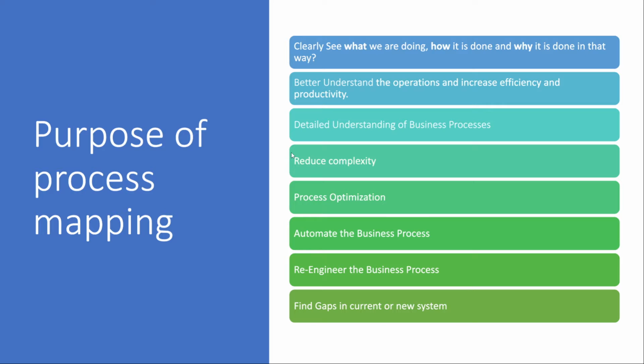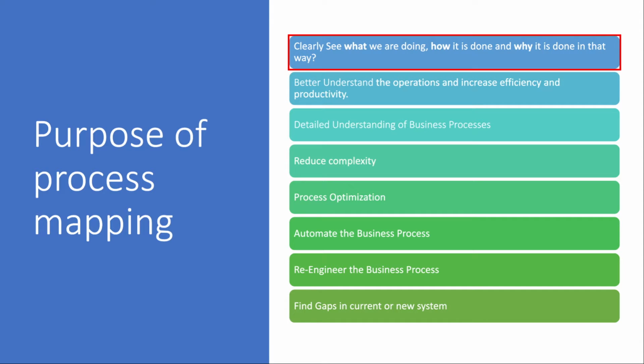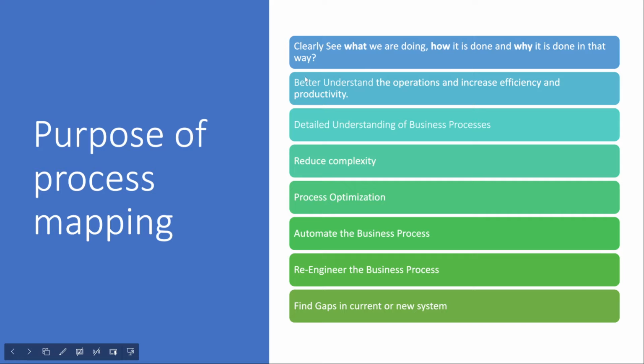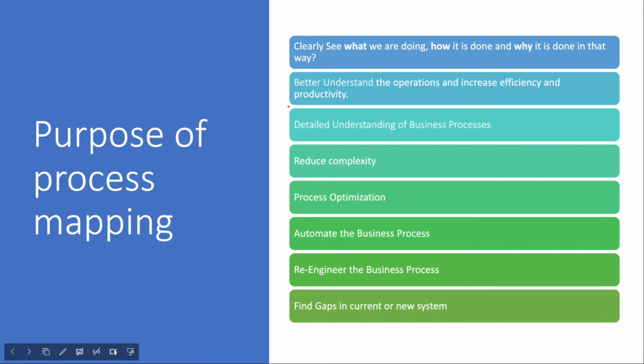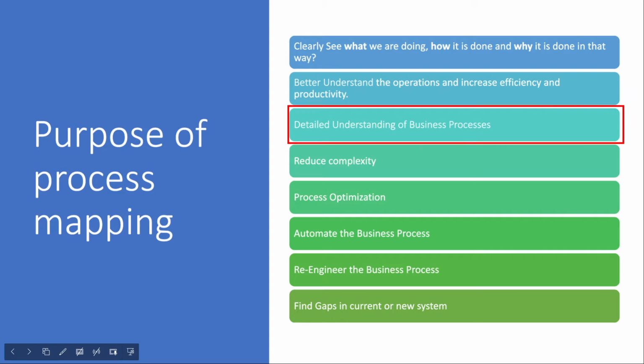So what is the purpose of process mapping? There are various reasons why we should have it, but some of the common reasons I'm mentioning here: we need clarity to see what we are doing, how we are doing it, and why it is done in that way. That's how we will be able to find the best way to do it. Then we will have a better understanding of the operations and increase efficiency and productivity. Together with this, we will have a detailed understanding of our business processes.